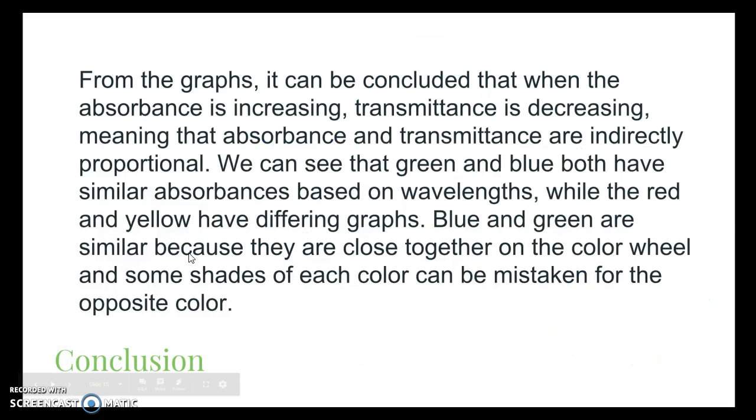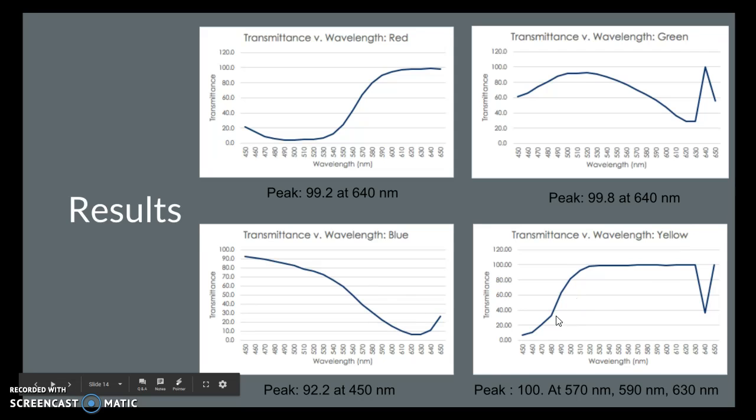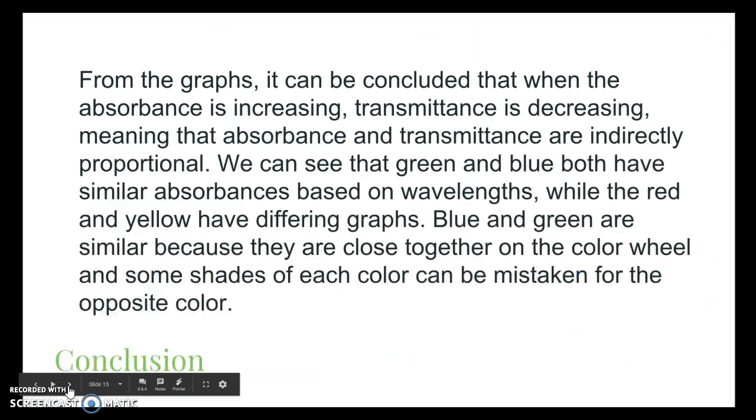And the yellows and the reds are very different, and that is because they're on far away spots on the color spectrum. So although red did absorb some of the blues and greens, yellow absorbed more of the purples and transmitted a lot of the other colors, as you can see by these two graphs.